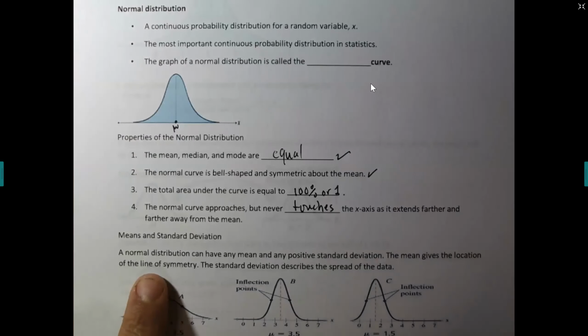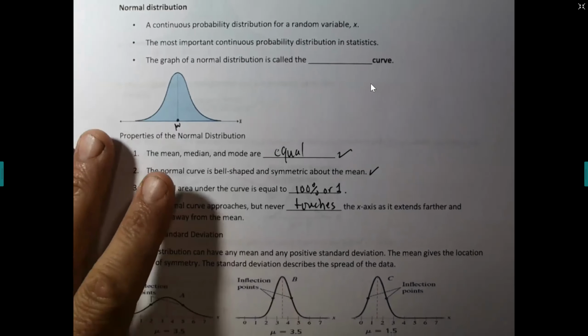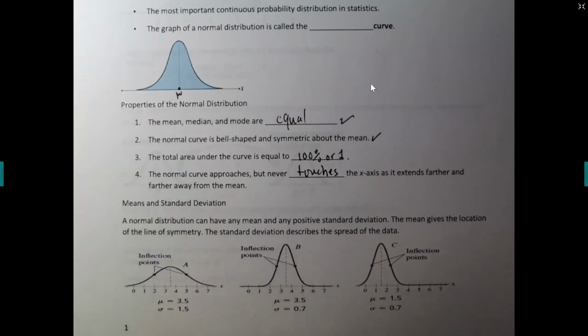A normal distribution can have any mean and any standard deviation. Let me show you some figures, guys, how the mean and the standard deviation can change. Can you tell me what the mean is here? 3.5. Exactly. And tell me what the standard deviation is.